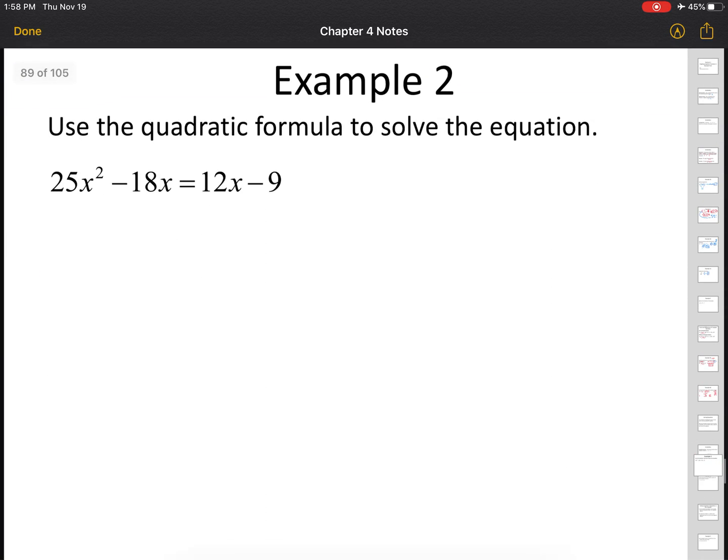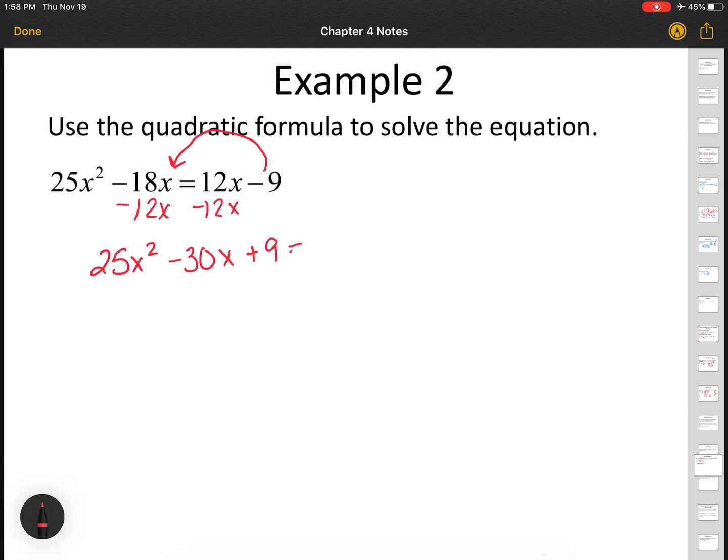Here's another one, but it's not equal to 0, so I got to move some stuff around myself. I'm going to move the 12x to the other side by subtracting it, and I'm lining it up with the negative 18x since they are like terms. And I'm also going to move my negative 9 to the other side and make it positive. So this is going to become 25x squared. Negative 18 minus 12 more is negative 30x. And then plus 9, since we moved it to the left-hand side, equals 0.